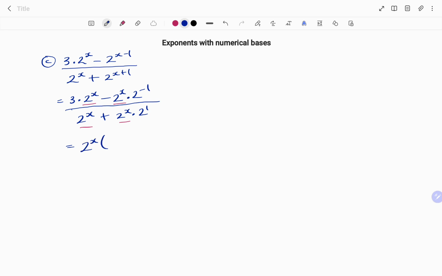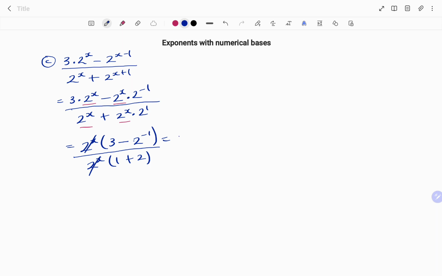If I factorize 2 to the power of x at the top, I'm left with 3 minus 2 to the power of minus 1, all over. I do the same thing at the bottom. I factorize 2 to the power of x, 1 plus 2. If I simplify, this cancels.